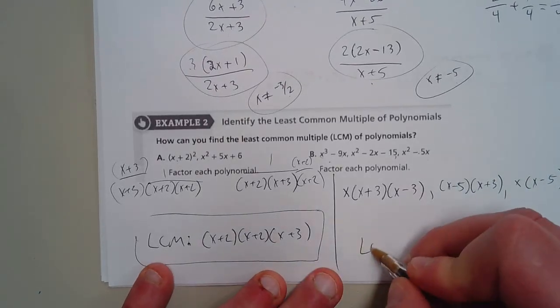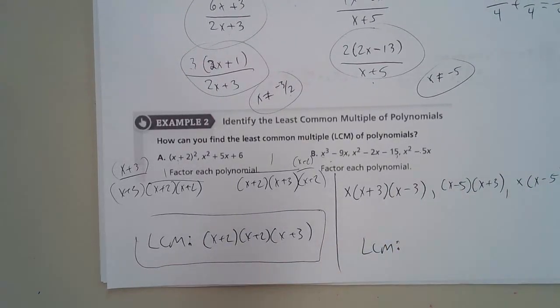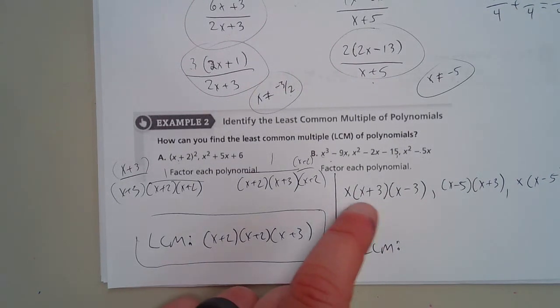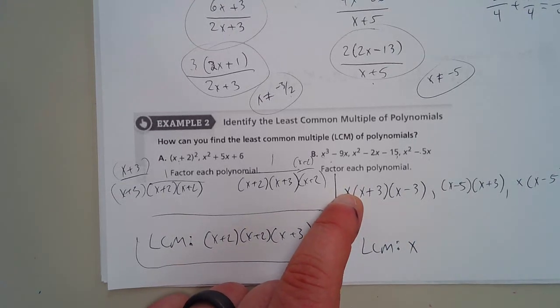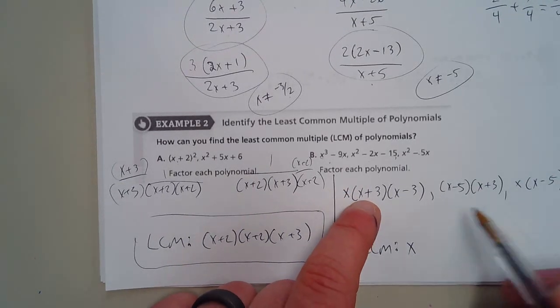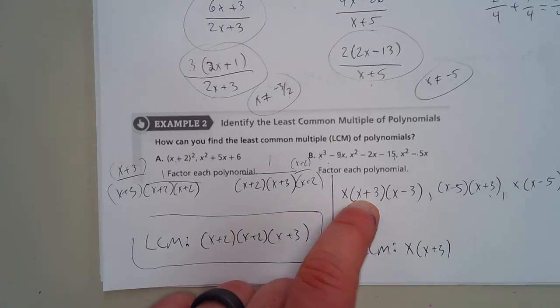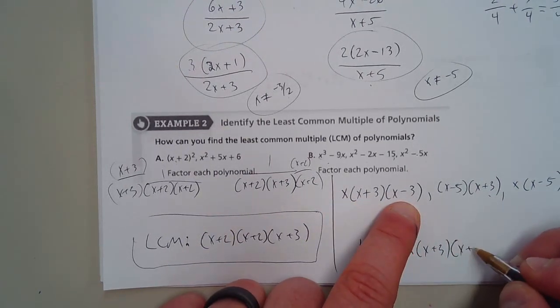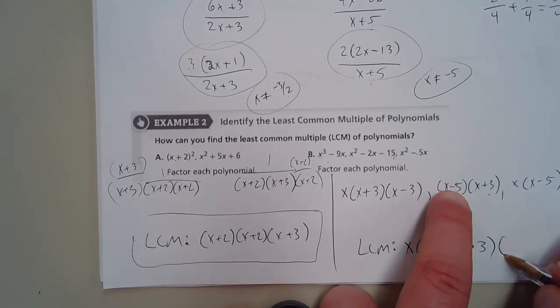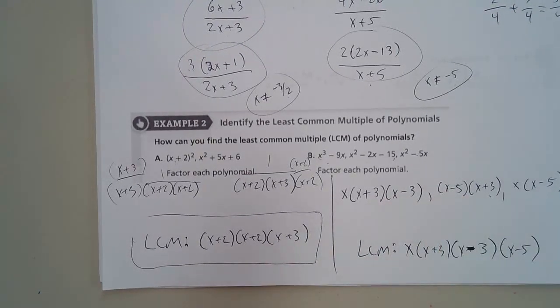All right, so what's the least common multiple going to be here? Another way to look at this is you need every unique part, essentially. Everything that's different needs to be part of this. So it's got to have an x, and nothing has more than one x, perfect. It's got to have an x plus 3, which I already accounted for here, fine. It's got to have an x minus 3. Oops, sorry, it's got to have an x minus 5. And that's going to be it.